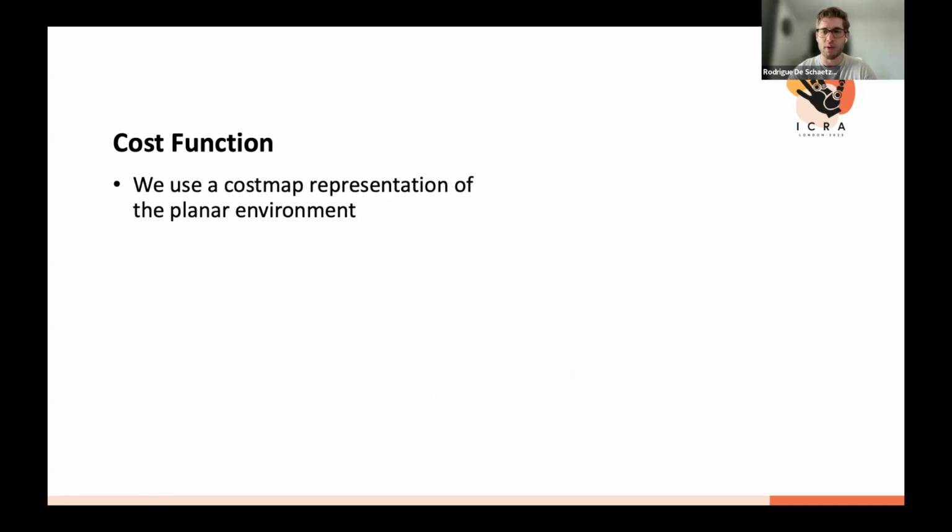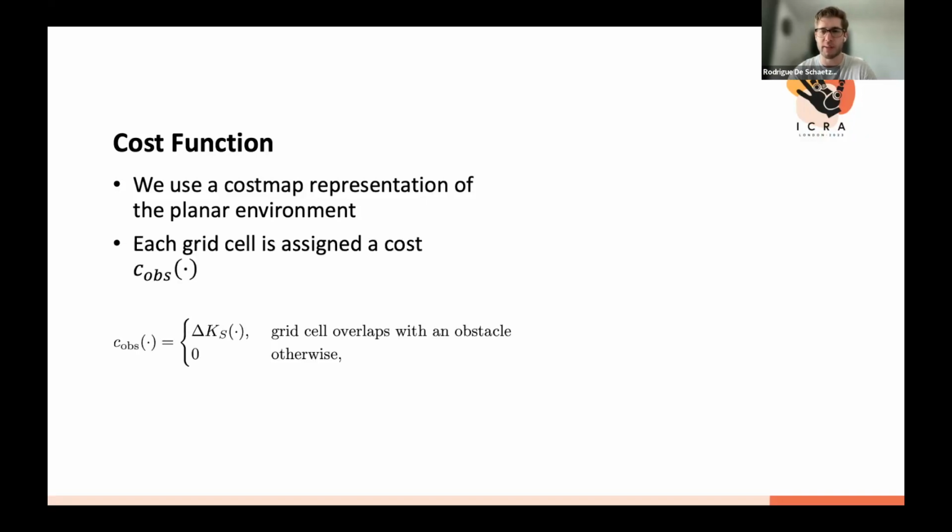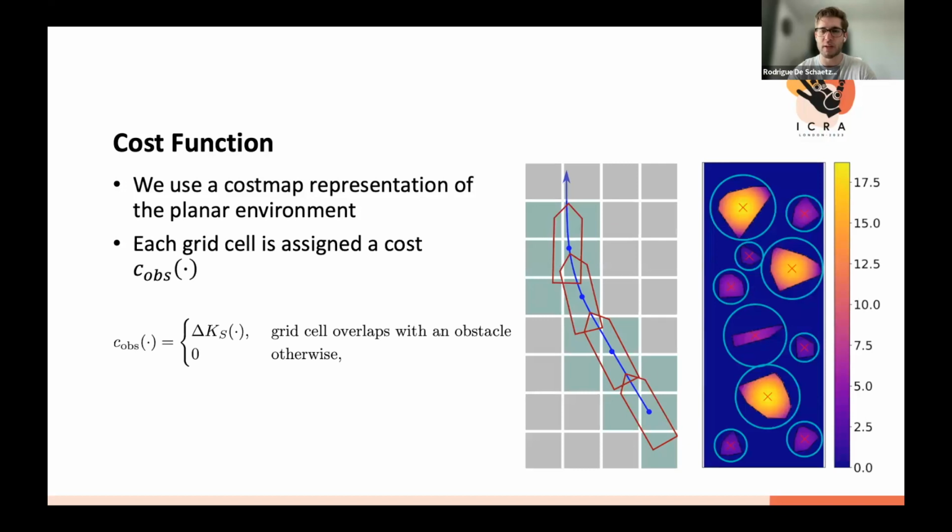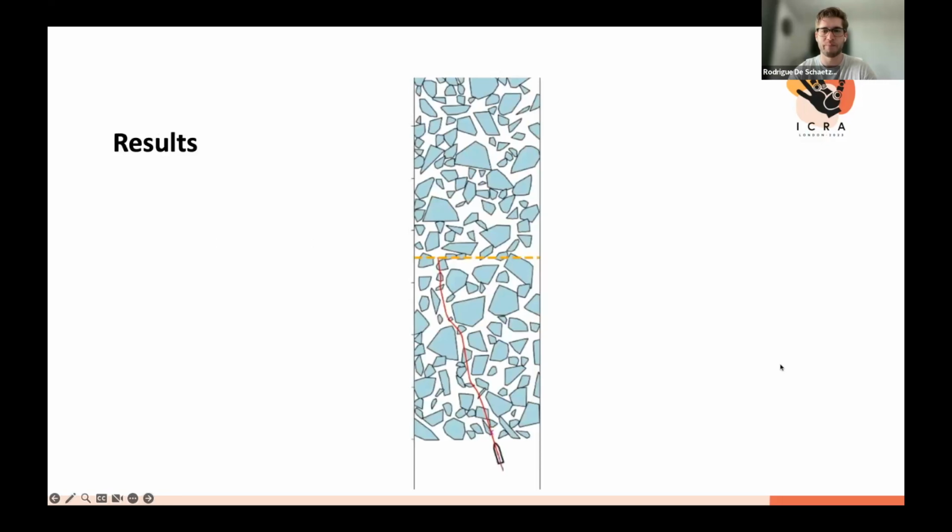To efficiently compute collision costs across an ice channel, we use a cost map representation of the planar environment. For a path planning task, the cost map is effectively a lookup table for computing the collision cost associated with a particular path. Each grid cell in the cost map is assigned a cost equal to the kinetic energy loss function described in the previous slide if the cell overlaps with an obstacle. The left figure illustrates how we define costs for a path, and the right figure shows a sample cost map where brighter colors indicate a higher cost.